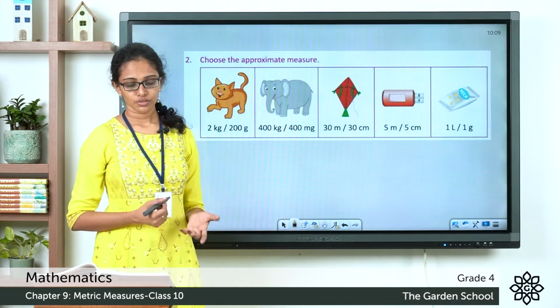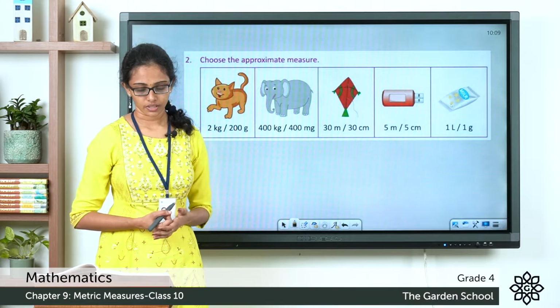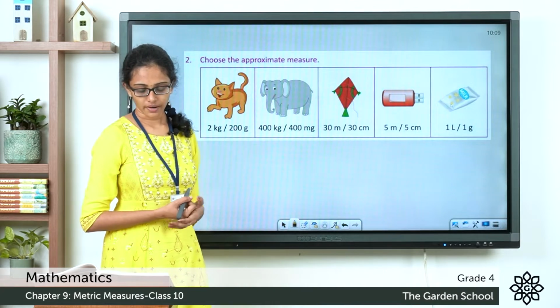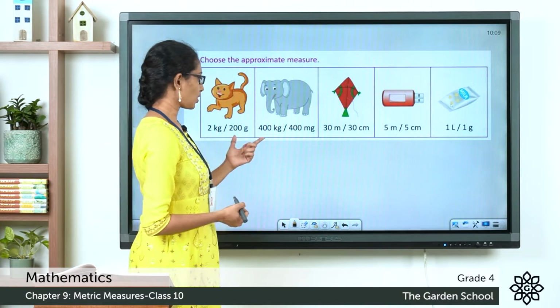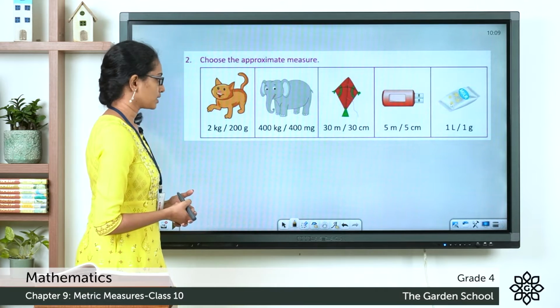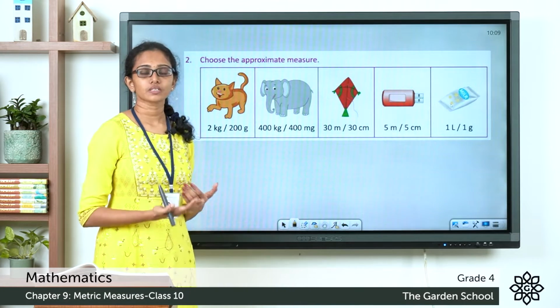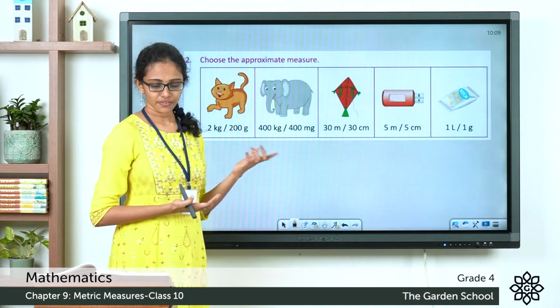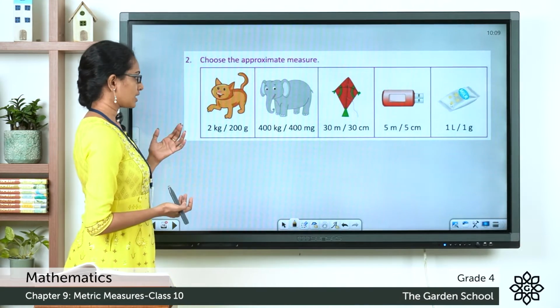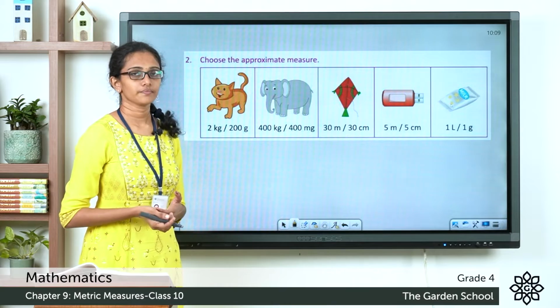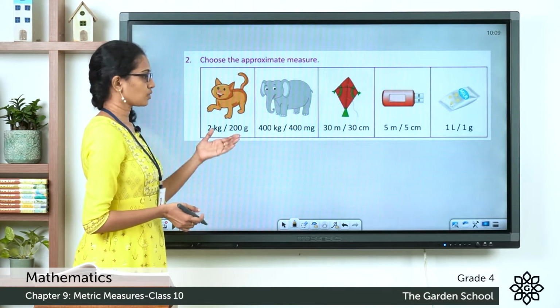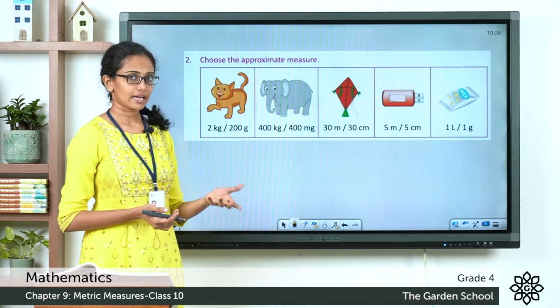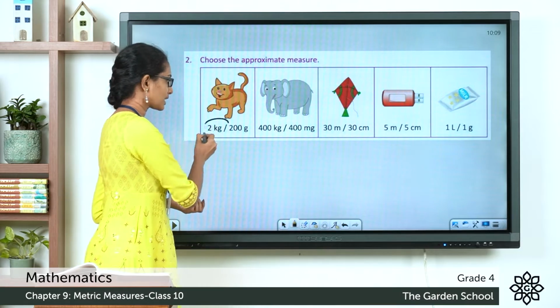Question number 2. Choose the approximate measure. You can see a set of 5 pictures here and 2 choices are given for each picture. So you have to choose the approximate measurement of each of the pictures given there. The first one, you can see a cat. How much do you think a cat may weigh? Is it 2 kilogram or 200 kilogram? A cat may weigh 2 kilograms.